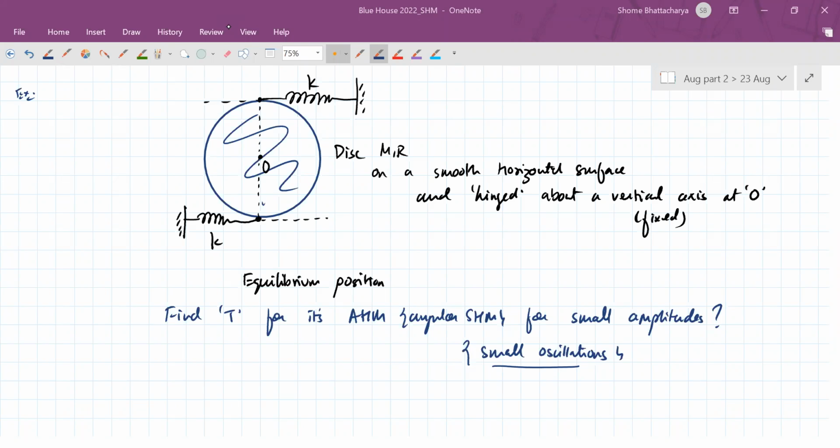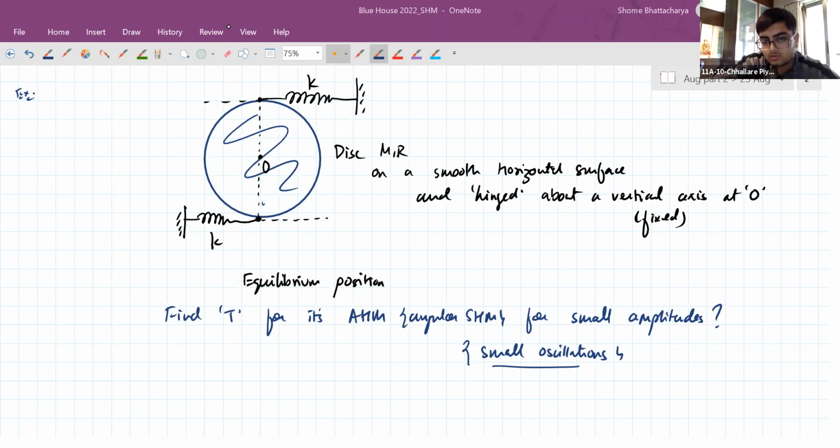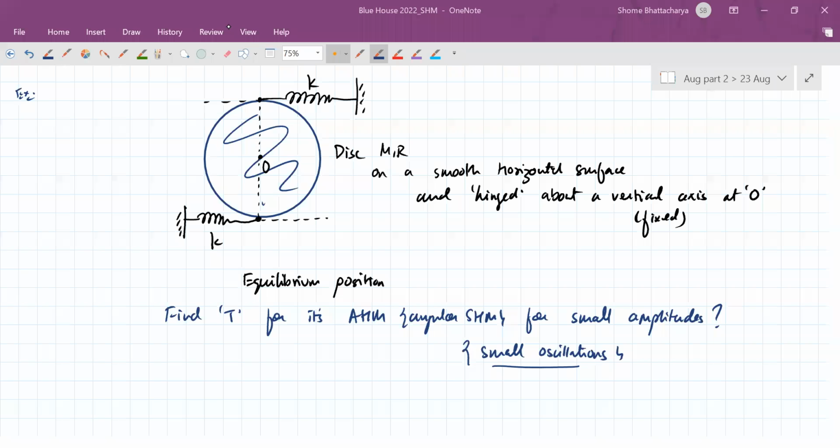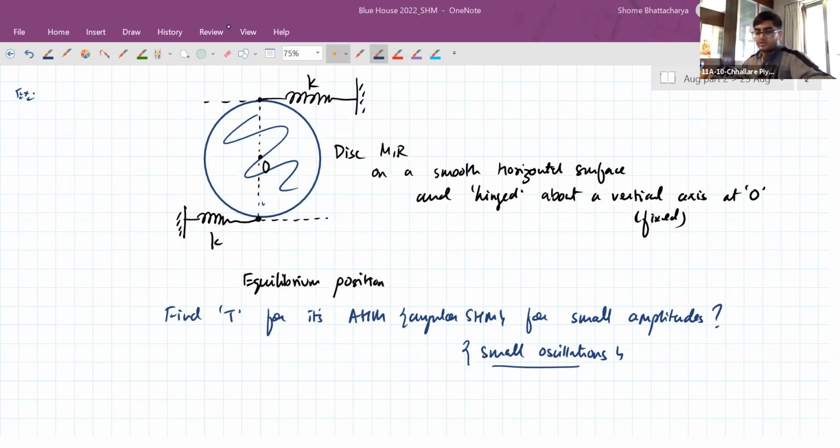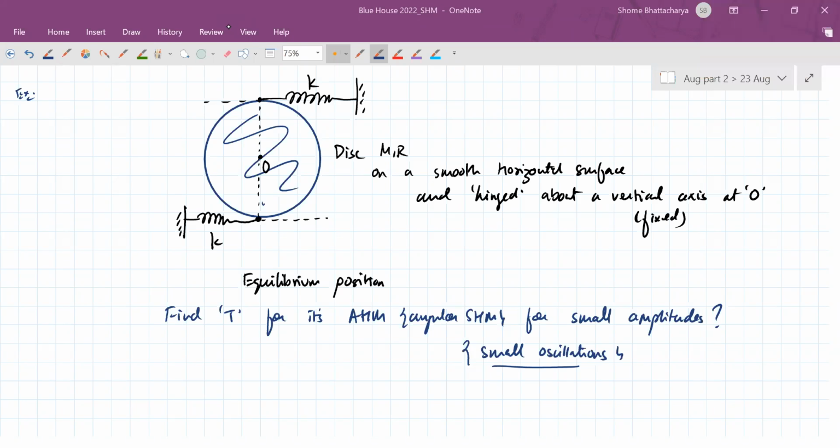So how will the springs apply restorative torque? Use that concept. Sir, is it rotating or is it going up and down? But it's got a fixed axis at O, so it cannot go up and down. It's a fixed vertical axis at O and it's on a smooth horizontal plane. You understand the point? So that fixed axle will not allow you to displace it that way. Its center of mass cannot move. It can only rotate about the center of mass.